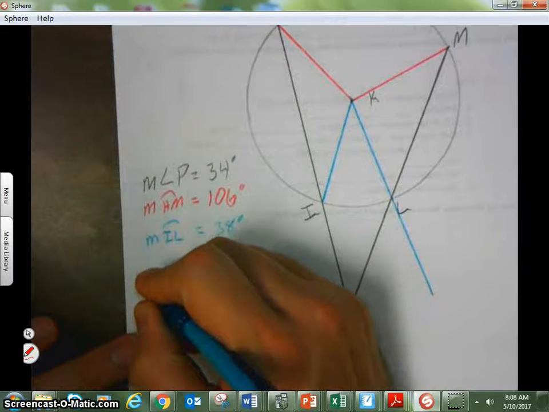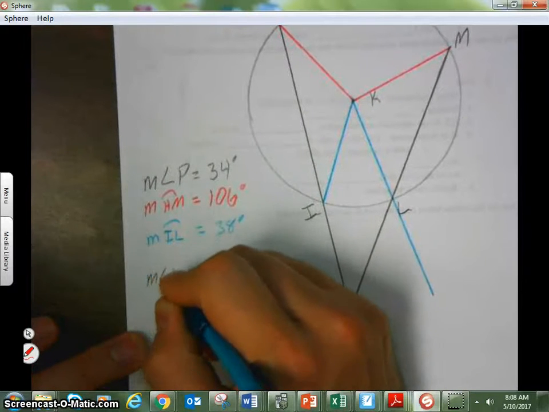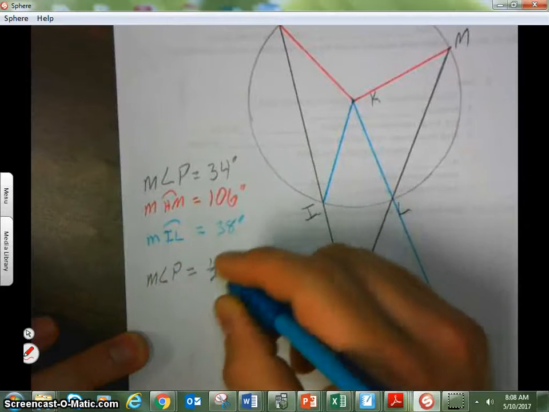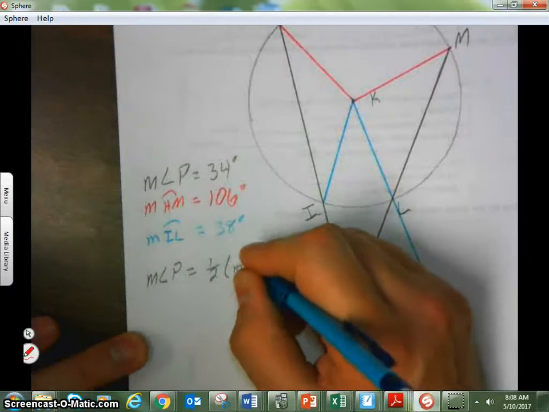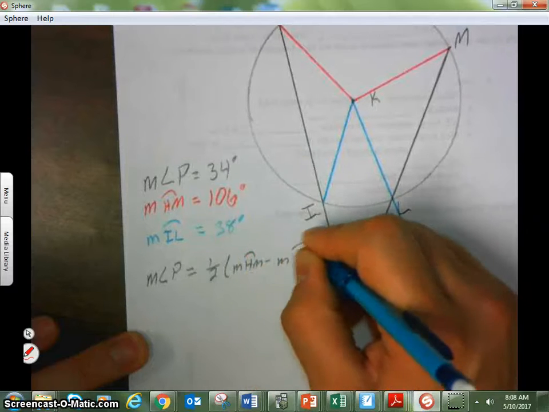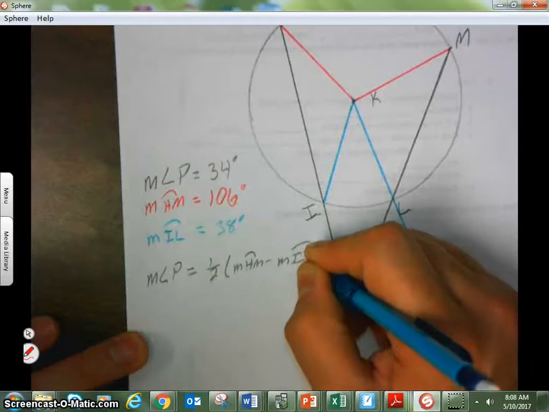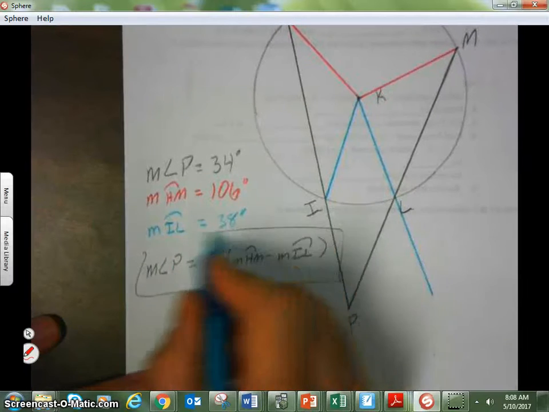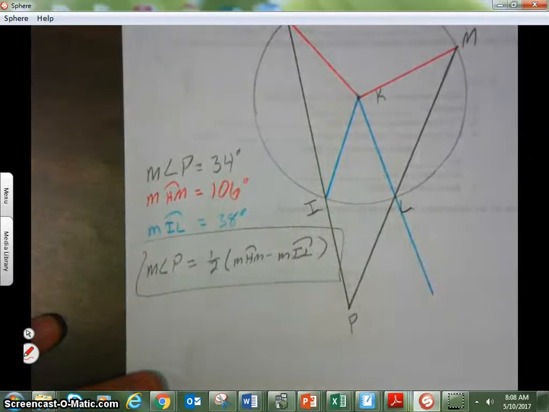So the way that we'll say this is that the measurement of the exterior angle will be equal to half of the bigger arc, which would be the measurement of arc HM, minus the measurement of the smaller arc, which would be IL. And that is the connection between the measurement of an angle outside of a circle formed by secant segments. It would also work for tangent segments, and the arcs that it intercepts inside of a circle.